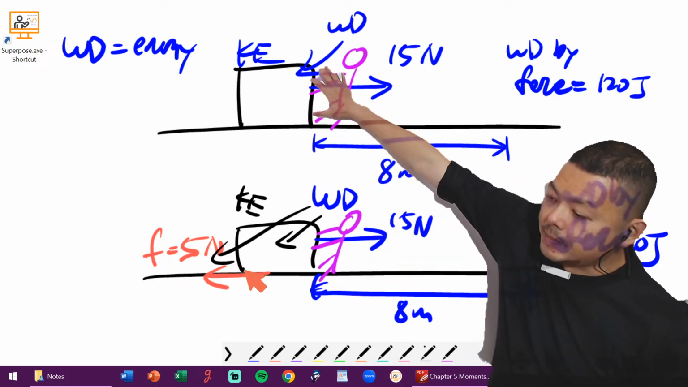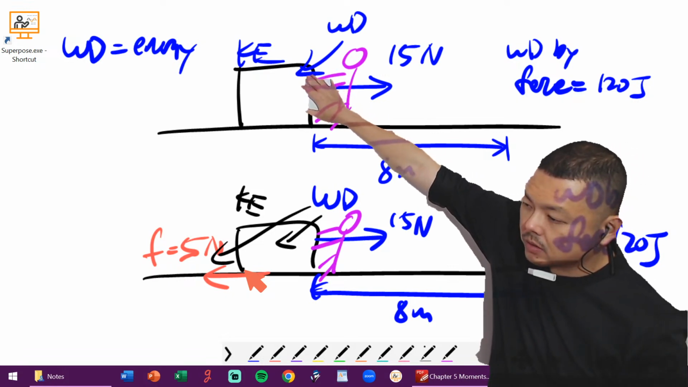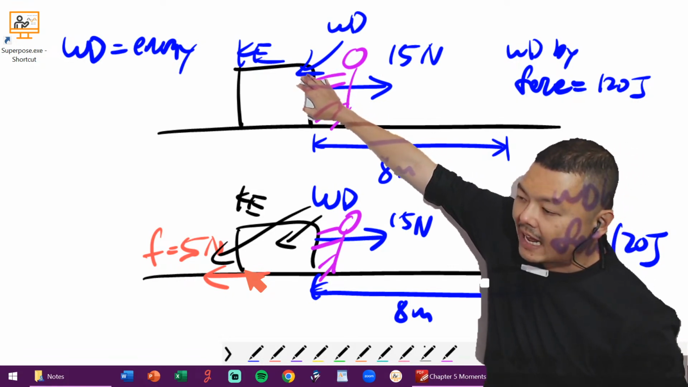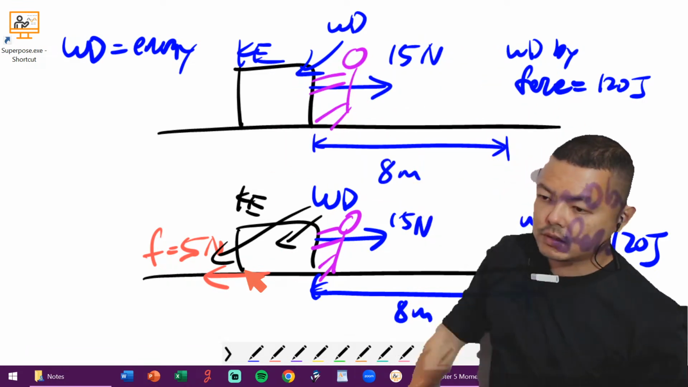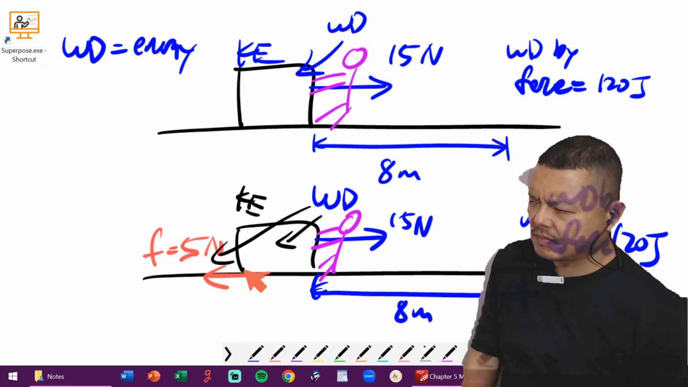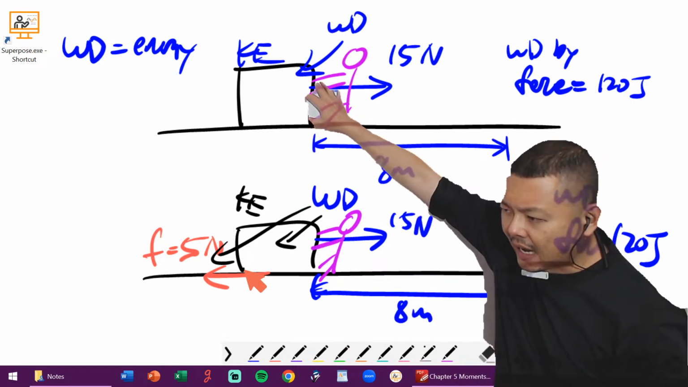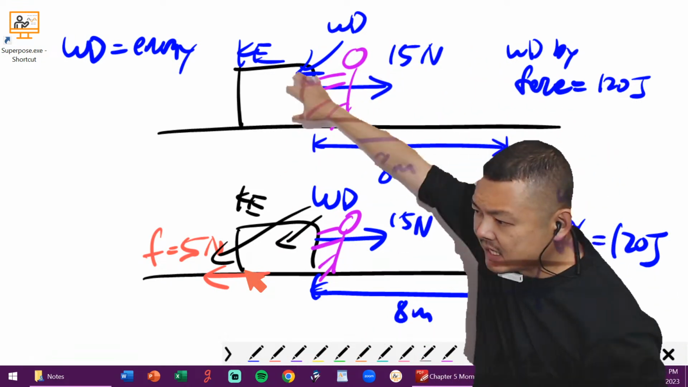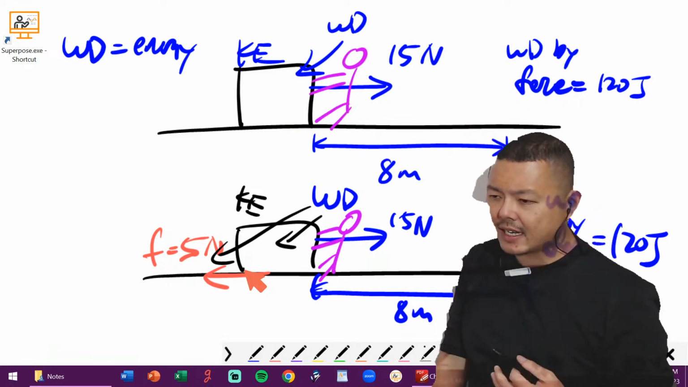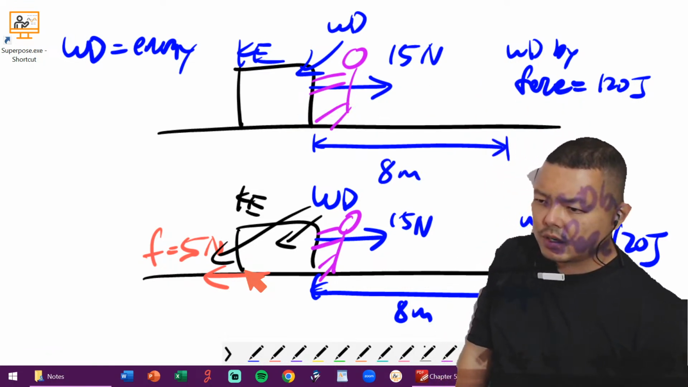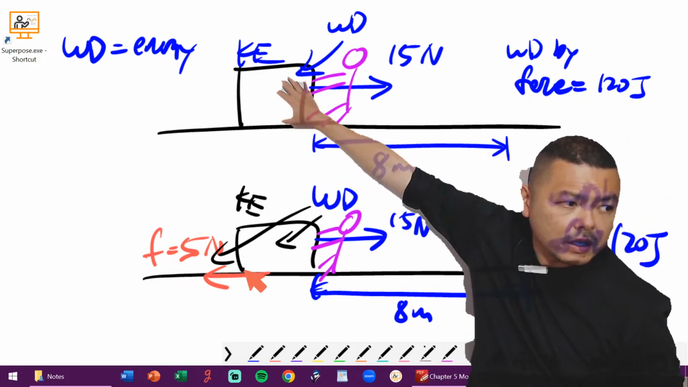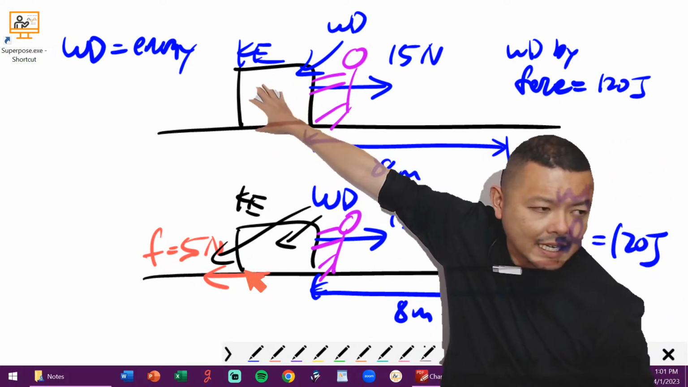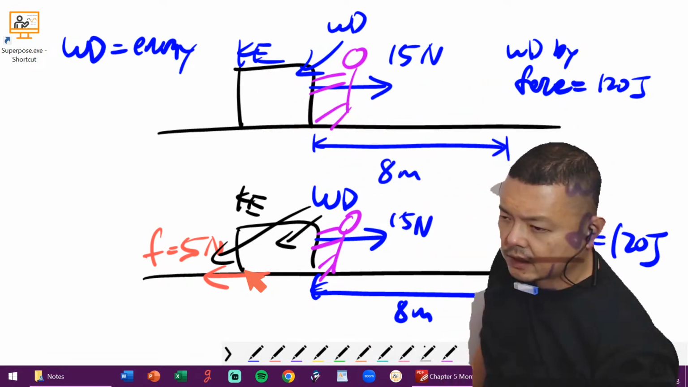At the end of 8 meters, what is the KE of this box? Once this box has been pulled for 8 meters, what is the KE of that box? This box on top. What's the KE of this box at the end of these 8 meters?